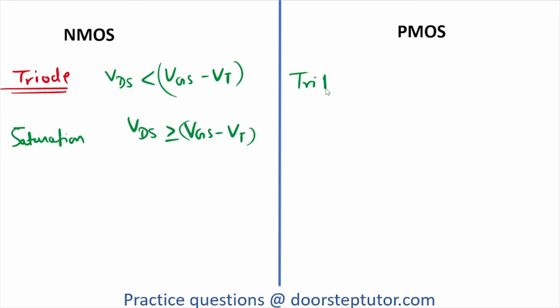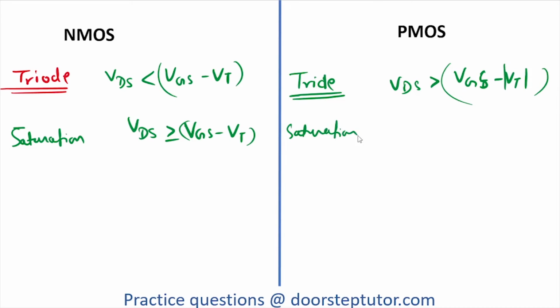Whereas in case of PMOS, the triode region will be when the VDS applied is greater than VGS minus VT, and we are considering only magnitude of VT. Similarly, in case of saturation, the VDS should be less than or equals to VGS minus VT. We are considering the magnitude only. So these are the magnitudes that we are comparing. Okay, this is not a magnitude. That will be the equation, that will be with the sign.